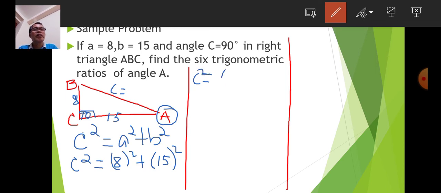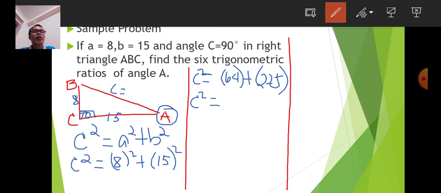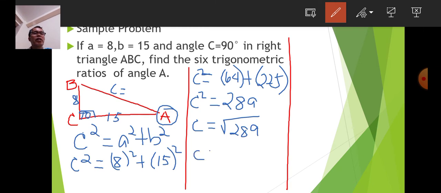The square of 8 is 64, and the square of 15 is 225. So C squared is equal to 64 plus 225, which is 289. Extract the square root. C is equal to the square root of 289. Therefore, C is equal to 17. So C now is 17.